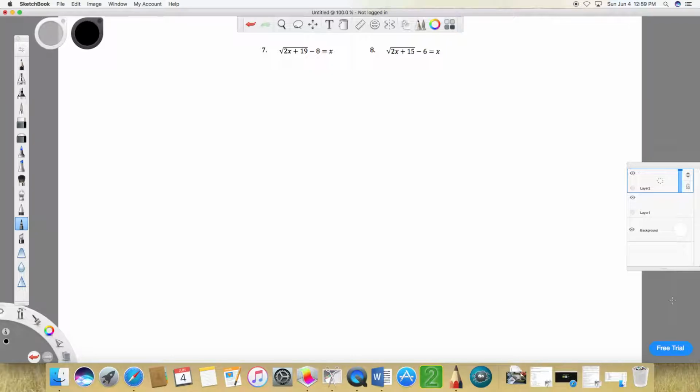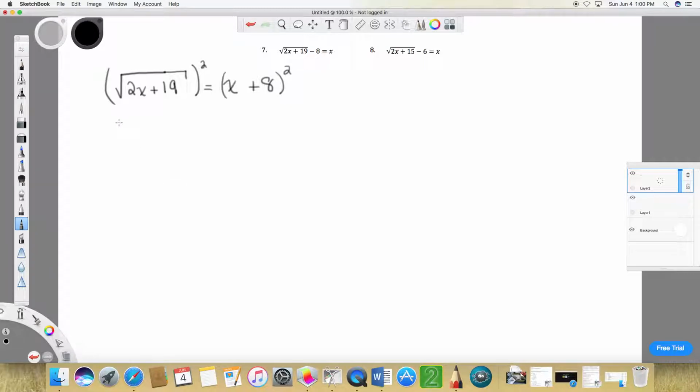All right, so in number 7, let's get the square root by itself. So let's add 8 to each side. On the left-hand side, I have the square root of 2x plus 19, and on the right-hand side, I have x plus 8. To get rid of this square root, I need to square each side of the equation. When I do that, that operation is non-invertible and it introduces the possibility of extraneous solutions.